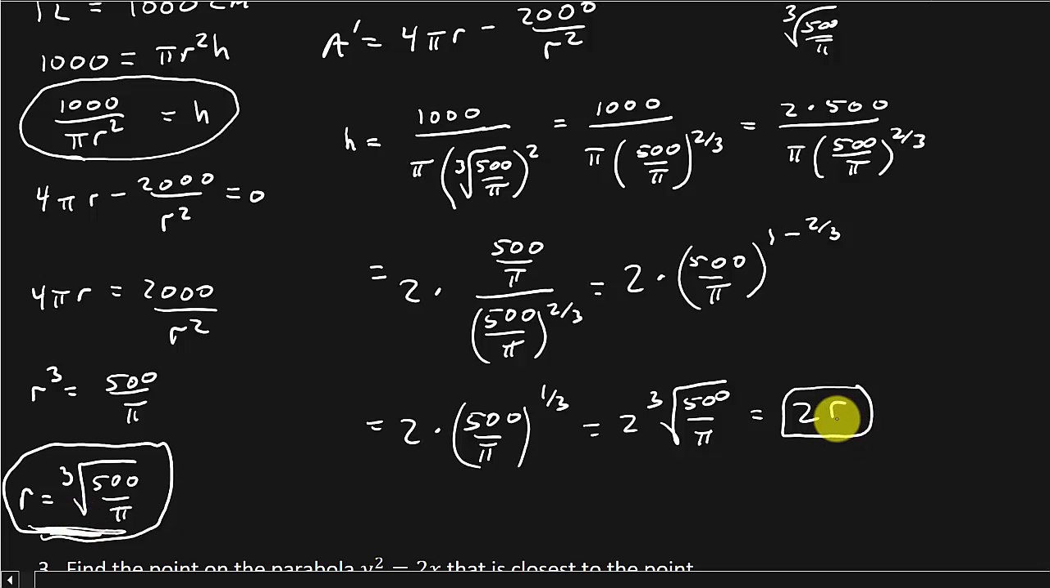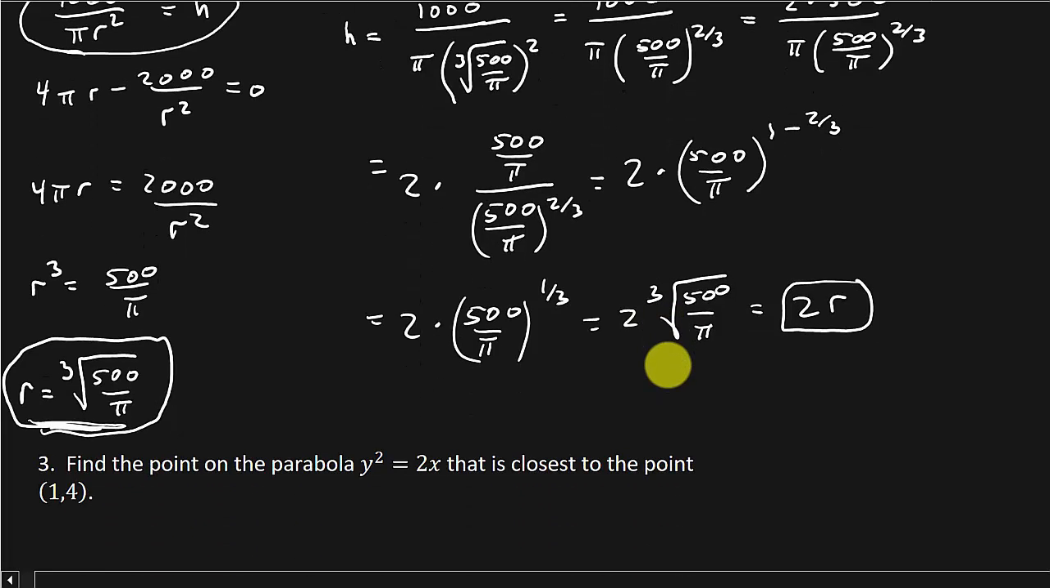Now where did the r come from? Well, what's r? It's the cube root of 500 over pi, and I just replaced the cube root of 500 over pi with r. All right, so hopefully that made sense.